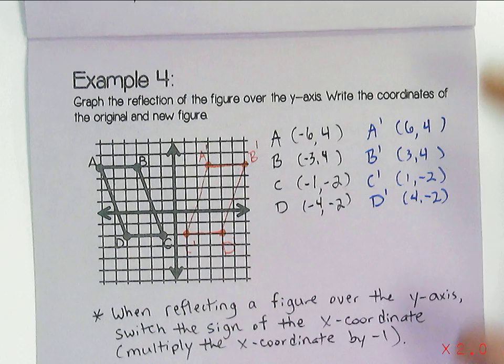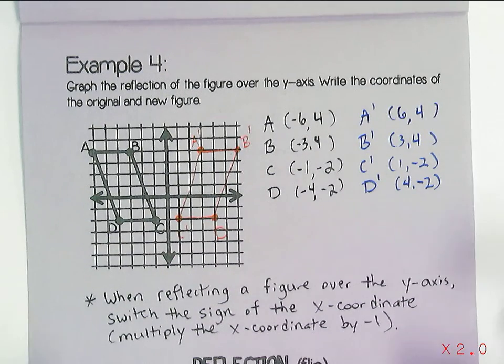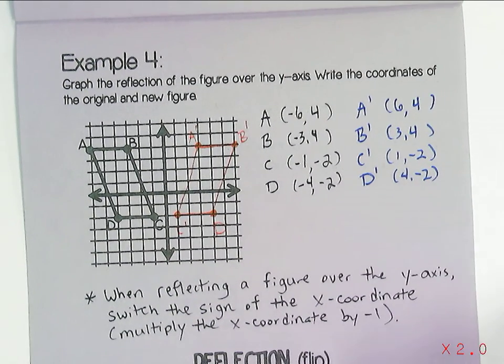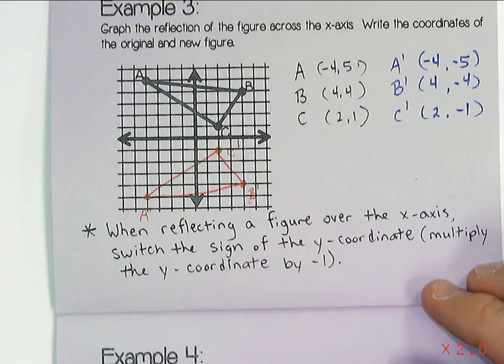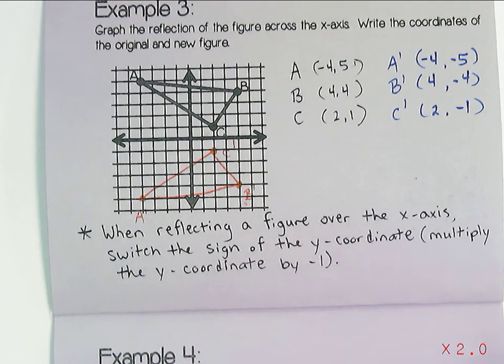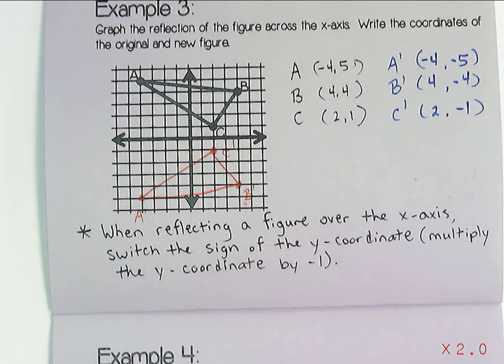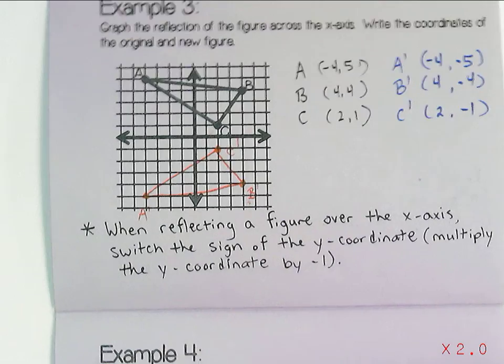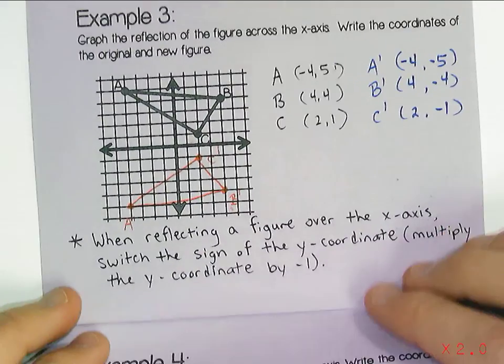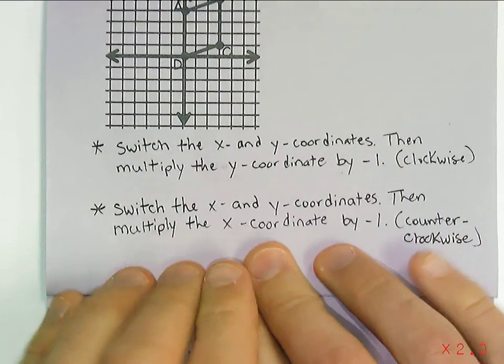Just remember these rules when you're doing a reflection about which sign changes, also knowing that each point is equidistant from the line of reflection. With that being said, let's take a look at rotations, probably the most complex of any of the transformations that we have.